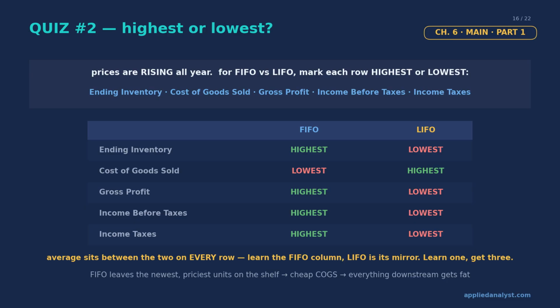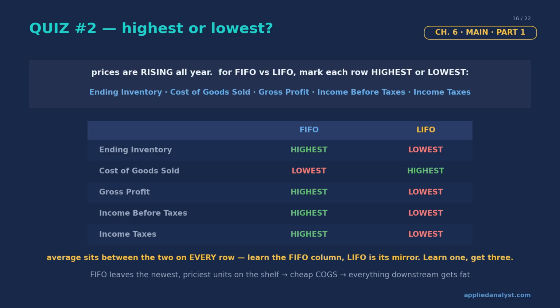Here's the one line that makes it all stick. FIFO leaves the newest, priciest units on the shelf, so cost of goods sold comes out cheap and everything downstream gets fat. That's it. And here's your gift for the exam. Average sits between the two on every single row, so you really only have to learn the FIFO column. LIFO is just its mirror.